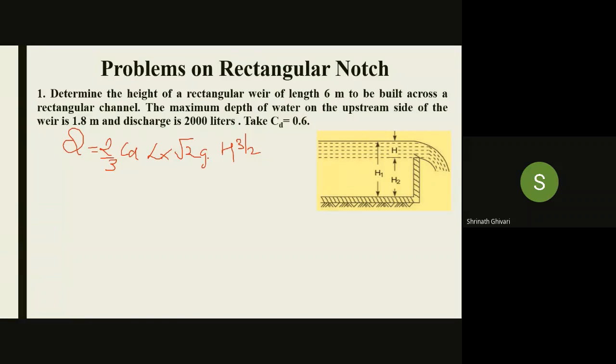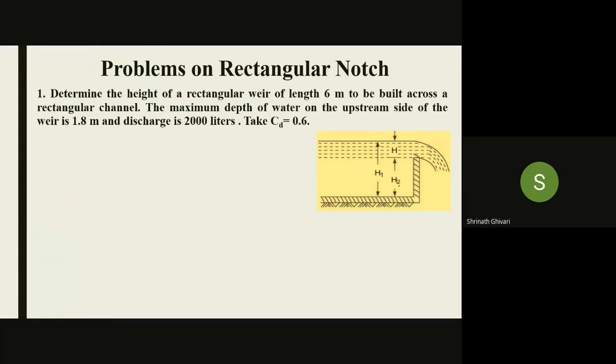Now what we have to calculate is the height of the rectangular weir. Which height is this? Can anyone tell me, H or H2? H1 we already know, H1 is 1.8. Determine the height of a rectangular weir. Which is that, H2 or H? H2. Very good.